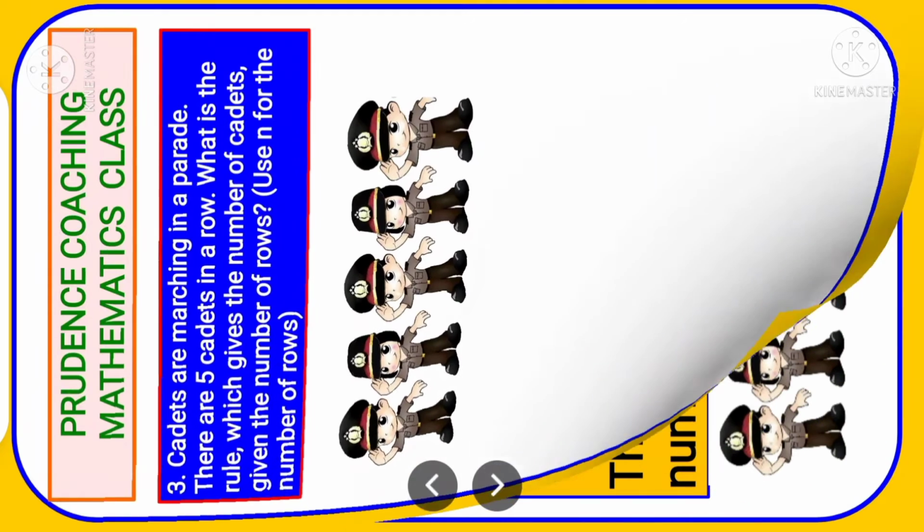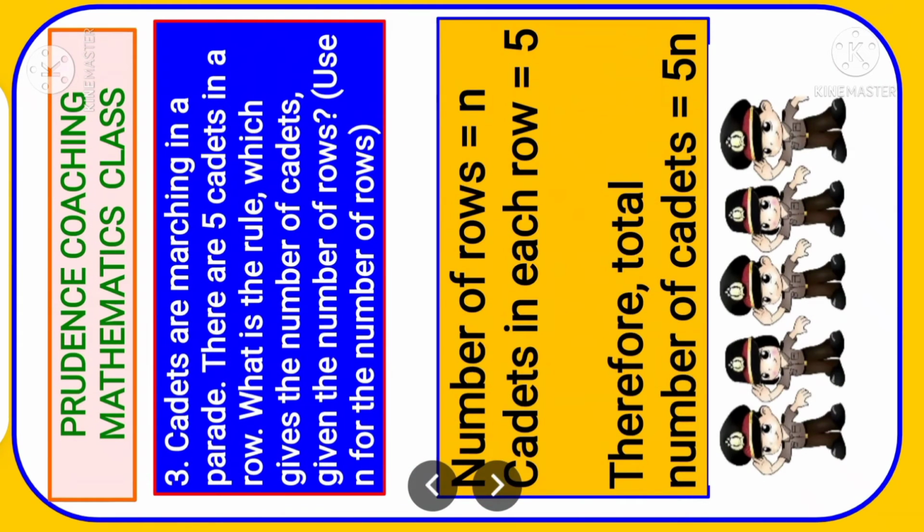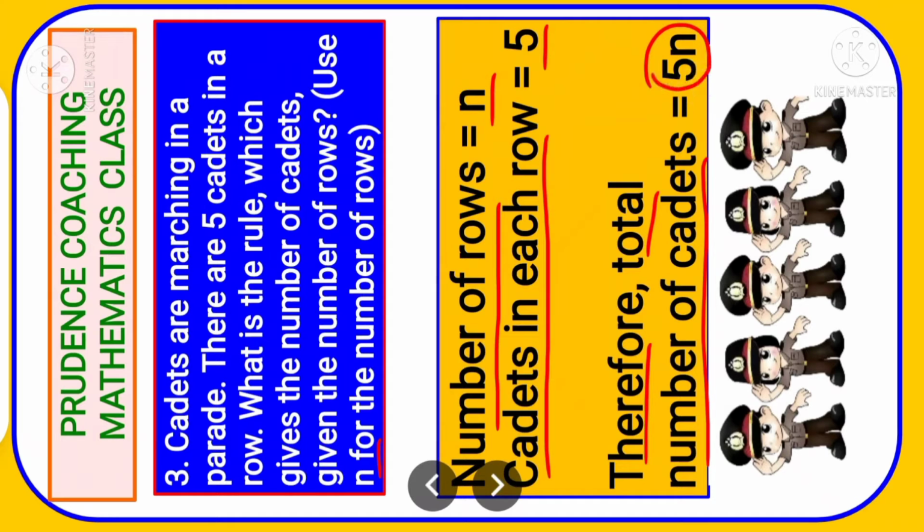So let's write our answer. So here you will get the number of rows. According to the question it is asked to assume n, so we will write n. Cadets in each row, that is 5, given according to the question. Therefore, the total number of cadets will be 5, that is constant, into n, that is the variable. So 5n will be our answer.